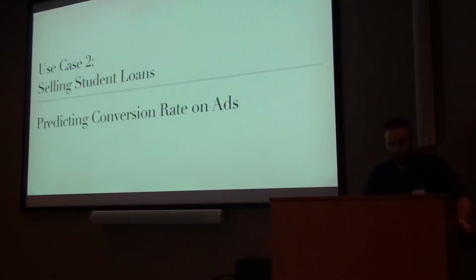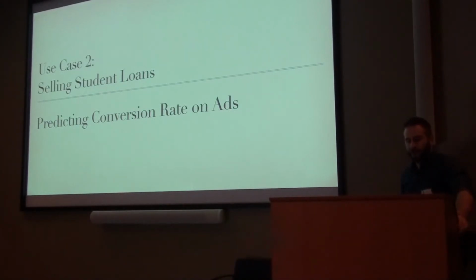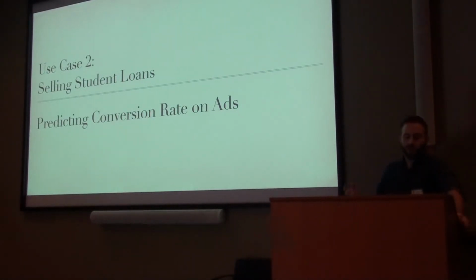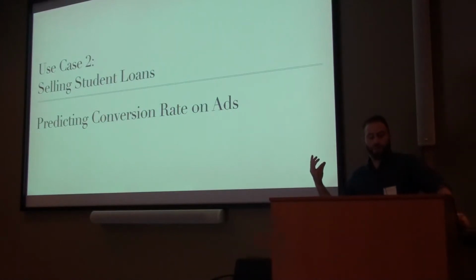So let's talk about another one. Say you're in the business of selling student loans, and what you're interested in doing is predicting the conversion rate on ads. Why do you want to do this? So you're looking for potential college applicants who are clearly in need of some financial aid or would be searching for something like that. So you have to figure out what is the bid cost for a given user, and does it make sense whether or not they'll convert.